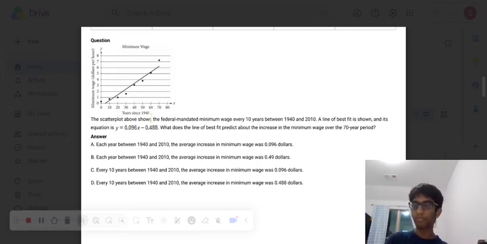The answer choices are A. Each year between 1940 and 2010, the average increase in the minimum wage is $0.096. B. Each year between 1940 and 2010, the average increase in the minimum wage was $0.49. C. Every 10 years between 1940 and 2010, the average increase in the minimum wage was $0.096. And lastly, D. Every 10 years between 1940 and 2010, the average increase in minimum wage was $0.488.